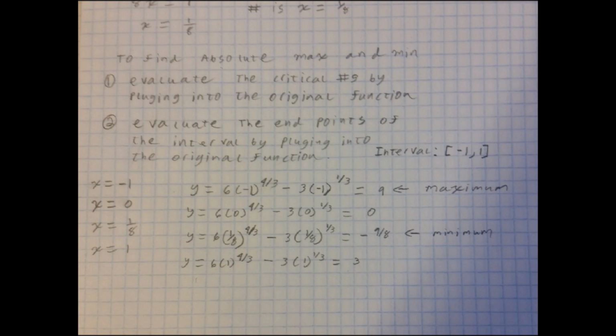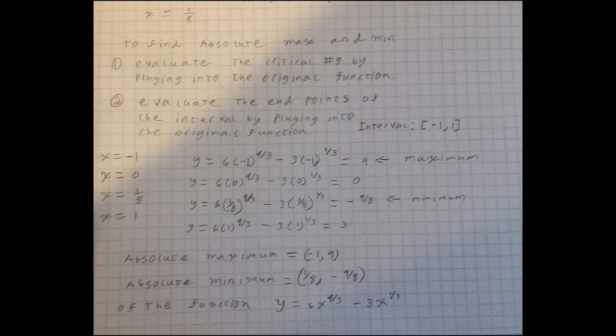The largest number is 9, and so that is our highest point on the graph. Ergo, 9 is the maximum. -9/8 is the smallest number, so it is the lowest point. Ergo, it is the minimum. And there you have it.